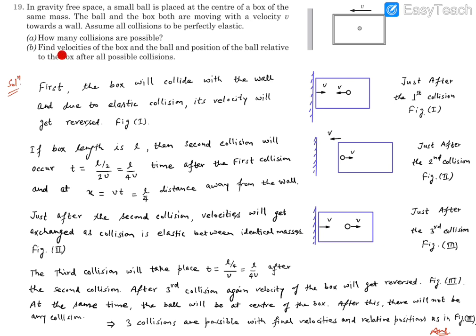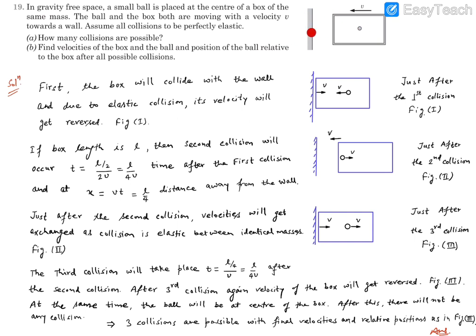And finally, we need to find velocities of the box and the ball and the final position relative to the box of this ball after all possible collisions. So this is a wall which is fixed. This is the box which is moving with velocity v. Along with it there is a ball at the center which is also moving with the same velocity, and they are not in contact. So they will keep on moving with this relative position forever until and unless somebody obstructs.